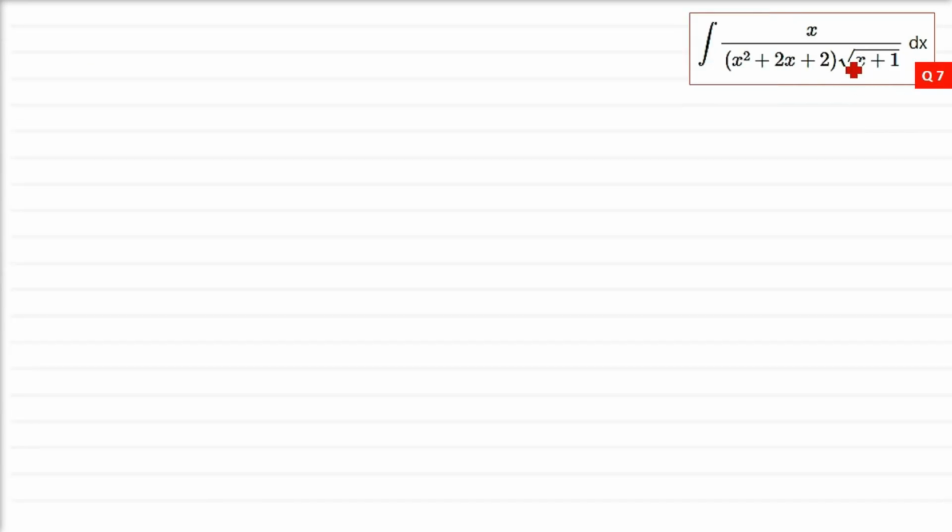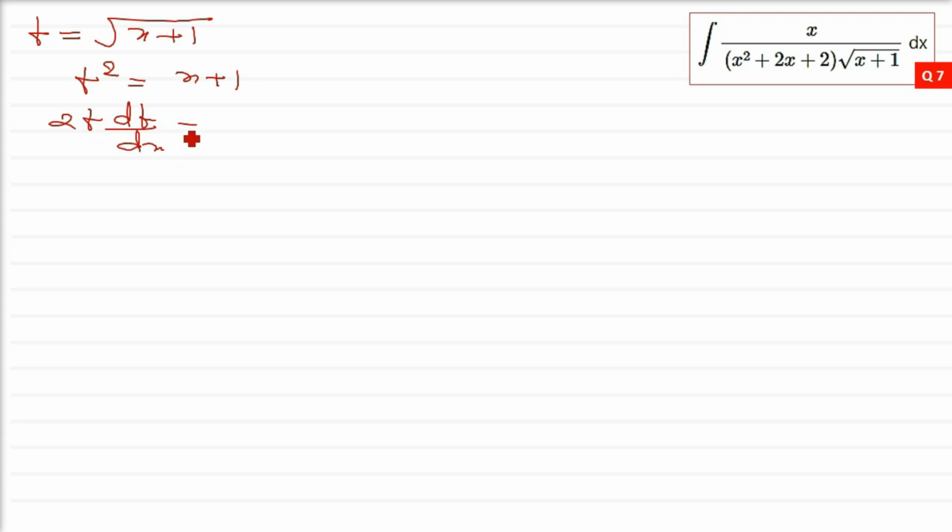Alright, now next question, nothing new here. First thing is to get rid of this under root x plus 1, so we'll replace it. So root x plus 1 can be taken as t. So this will give you t square equals to x plus 1. When you differentiate it, it will be 2t dt by dx, and on the right it will be 1. So 2t dt will be equal to dx. Dx replacement is done. Under root x plus 1 as t replacement is done.